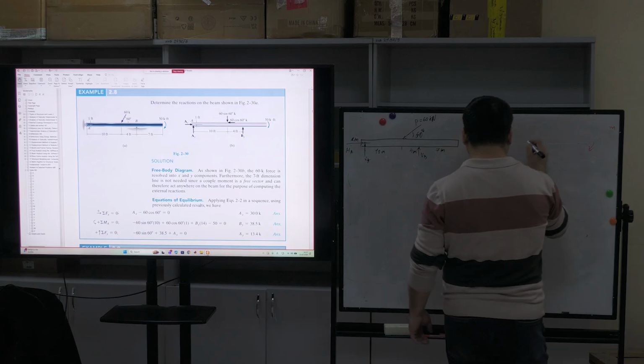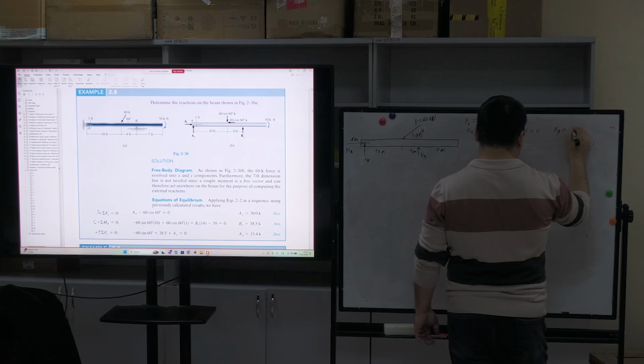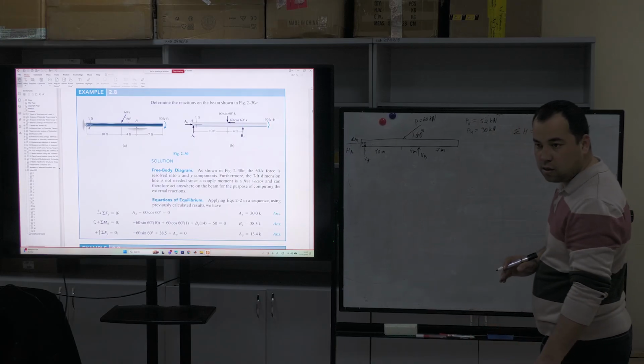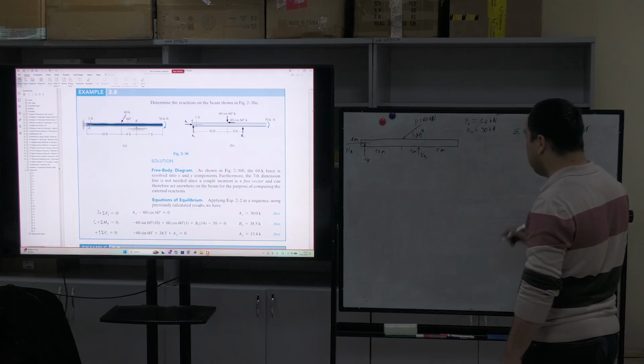Let's find the sum of horizontal forces equal to 0 again. HA is equal to 30 kilonewtons. Yes, HA is equal to 30 kilonewtons. Next.